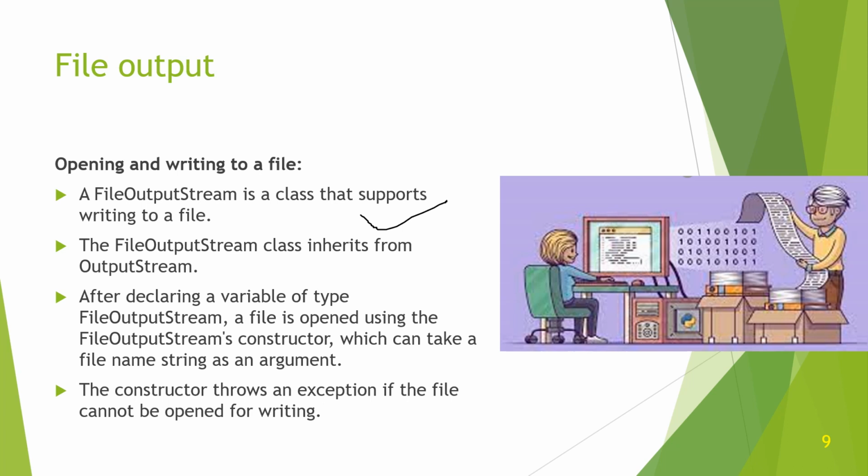After declaring a variable of type FileOutputStream, a file is opened using the FileOutputStream's constructor, which can take a file name string as an argument. The constructor throws an exception if the file cannot be opened for writing.